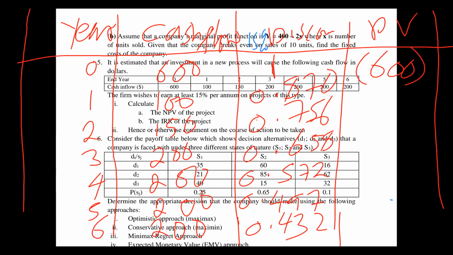What is 100 times this other one, 0.870? You find 87, right? Should be 87. We can move faster if you have calculators where you are. What about the next one in year 2? 150 times 0.756.